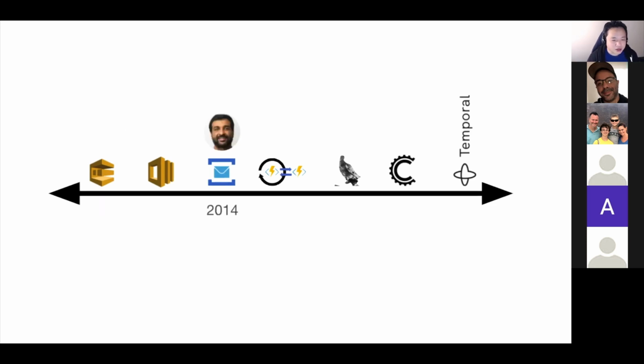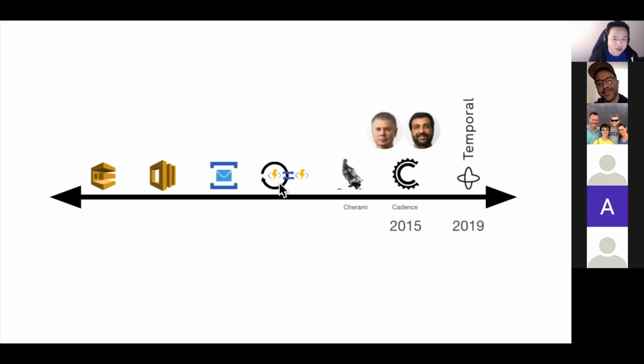Our CTO, Samar, actually worked on Azure Durable Task Framework, which turned into Azure Durable Functions. And they met up at Uber, where they worked on Shirami, which is like a messaging system, as well as Cadence, which was Uber's iteration of Temporal. It was open source and very successful for 4 years, and then they started Temporal 2 years ago.